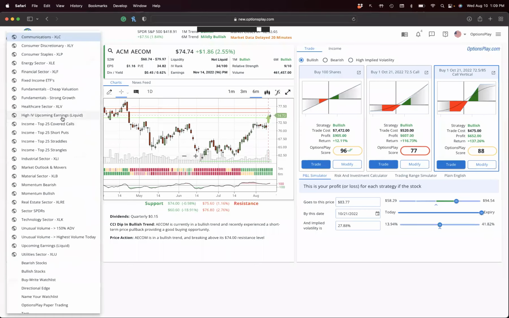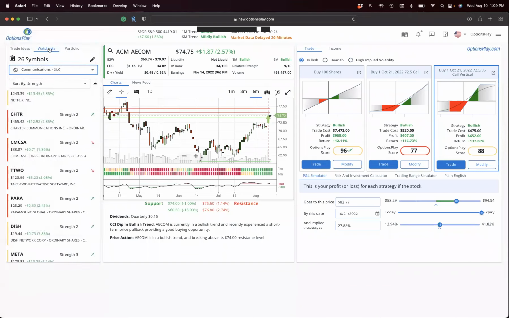There are also lots of other useful watch lists, like what stocks have upcoming earnings that are liquid, which symbols have the highest yielding covered calls or short puts or straddles and strangles. You also have momentum watch lists based on bullish and bearish momentum. You have unusual volume. You have fundamentals. There are so many different watch lists that are pre-built for you. So depending on what type of trader you are, what kind of opportunities you are looking for, I highly encourage you to explore the watch list feature.